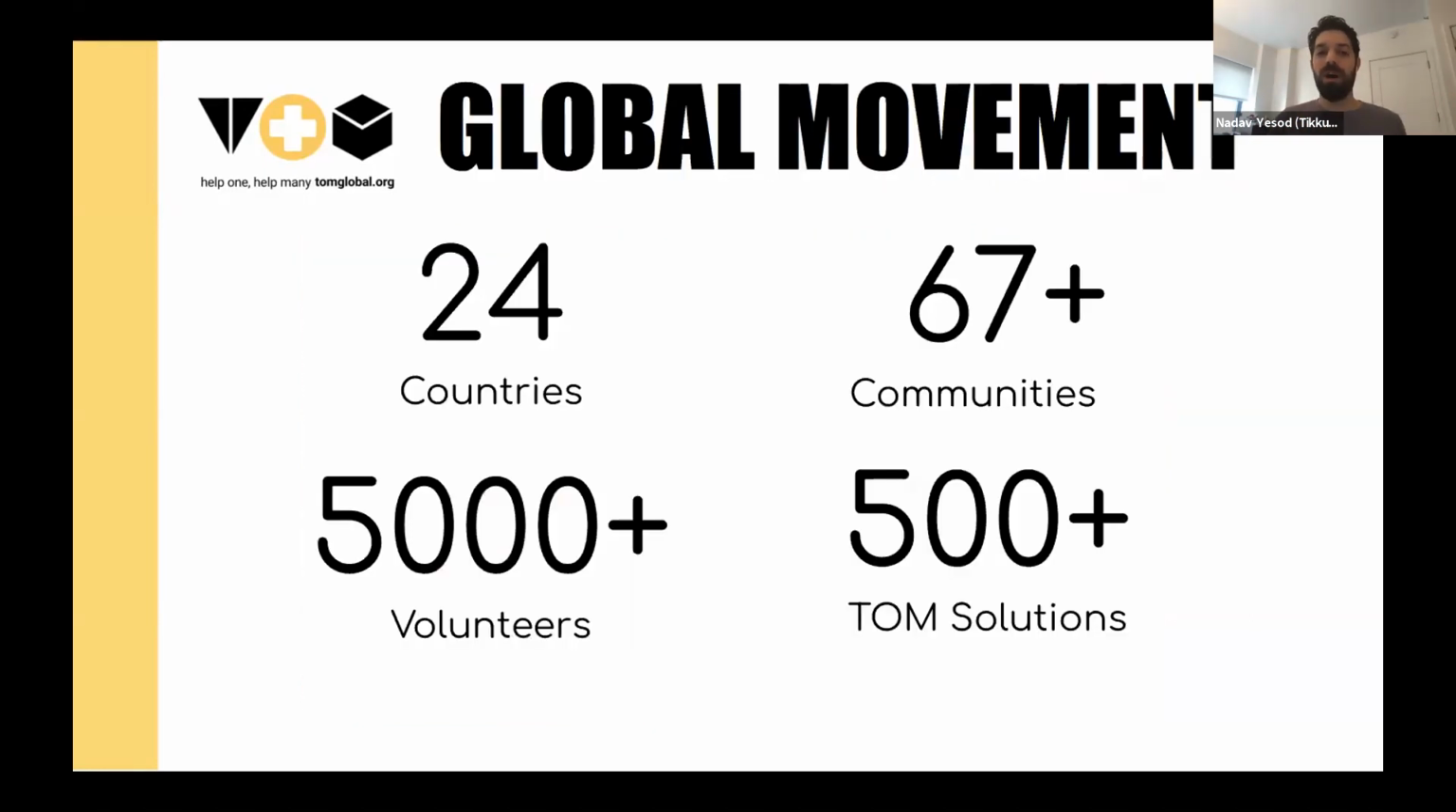The global movement of Tom currently exists in 24 countries. Our most recent country is South Korea, which opened a new community about 3 weeks ago, which is very exciting. We're now in discussions in Uganda, and also we have our own initial community in Nigeria that was supposed to have an event very soon, but unfortunately because of the coronavirus, that had to be postponed. We're located in more than 67 communities, more than 5,000 volunteers, and more than 500 solutions are housed in our web platform.